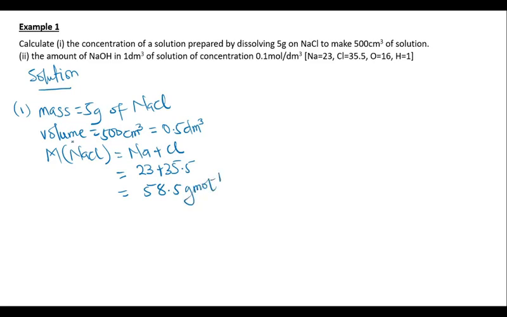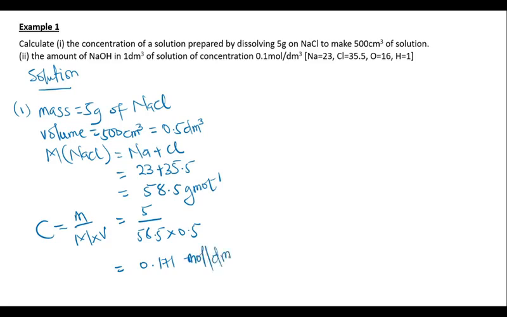Now that we have our mass, volume, and molar mass, we can calculate our concentration, which is mass over molar mass multiplied by volume. And this is equal to our mass, 5 grams, divided by our molar mass, 58.5, multiplied by the volume, which is 0.5. So this is equal to 0.171 mole per dm³. So our concentration for the I is 0.171 mole per dm³.